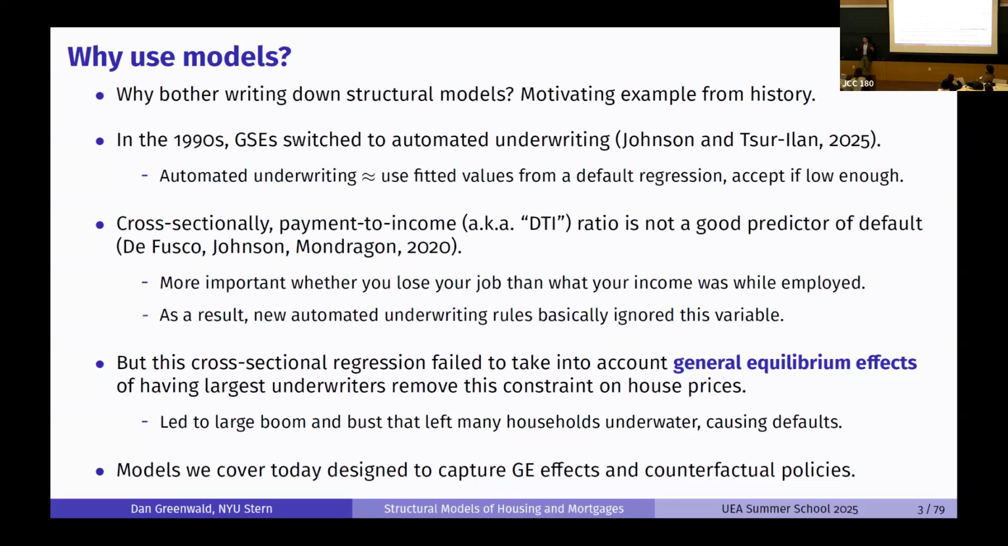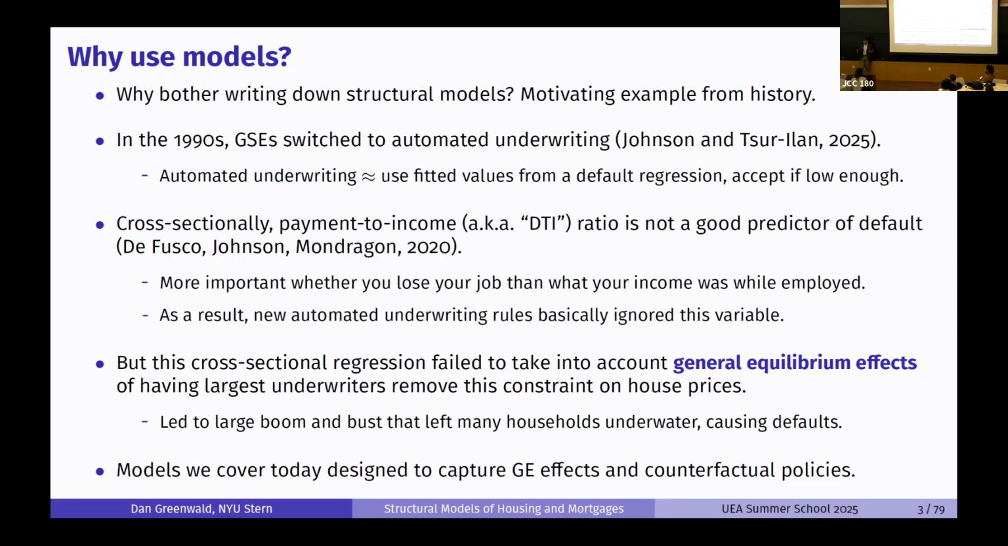So when you run a cross-sectional regression of defaults on characteristics, what you're going to find is that one of the key underwriting variables, this ratio of your mortgage payments to your income, in industry it's always called DTI, debt to income, but it's not your debt, it's your debt service. So I always call it payments to income to try to be clear, but if you think of it as debt service, that's fine too. This thing is actually not a good predictor of default. So you can see another of Stephanie's papers for that.